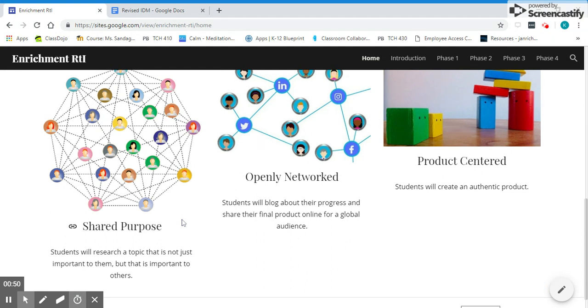It will have a shared purpose. That means that students will be researching something that applies to the real world. It applies to others outside of just our classroom and is something important to many people. It will be openly networked. Students will be able to access their work anywhere in the world, and students will be sharing their progress online so that others can view it. Finally, it will be product centered as students will be creating an authentic real-world product.